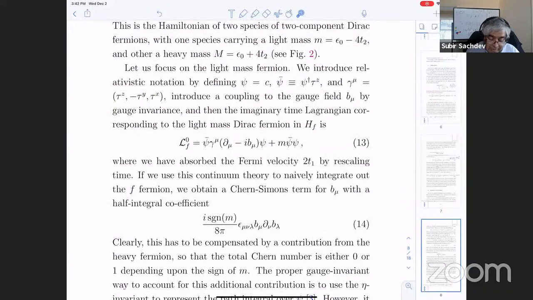So the F band gives you this, it couples to the gauge field with a certain charge, B mu. So just by gauge invariance, you know it has to couple to the Dirac fermion also in this minimal manner, d mu minus i B mu.